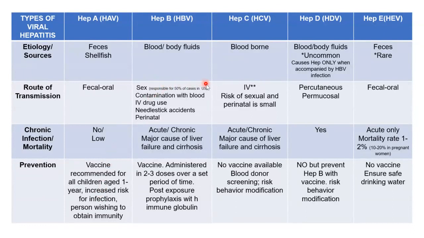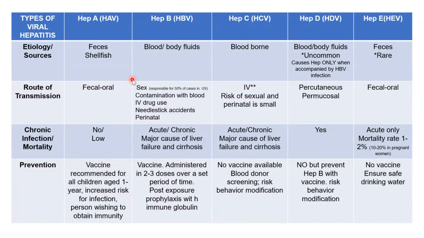Hepatitis B: the source is blood and body fluids. The route of transmission is through blood and body fluids, through sex, which is responsible for about 50% of the cases of hepatitis B in this country. So hence, that's why children are vaccinated at a young age.